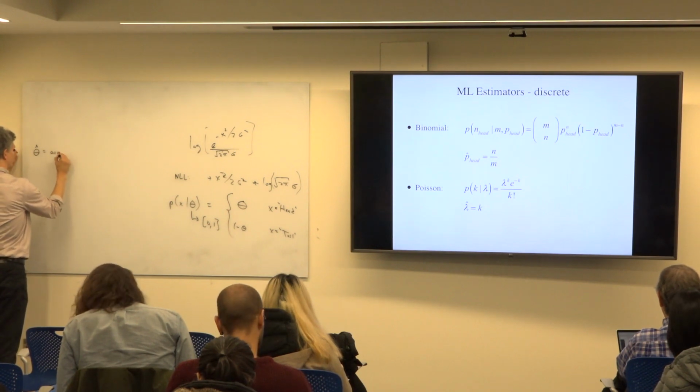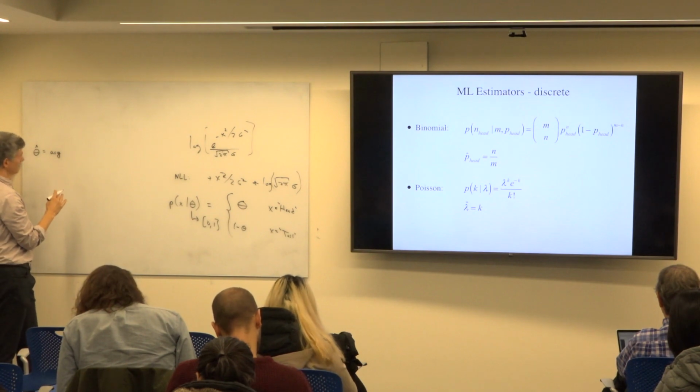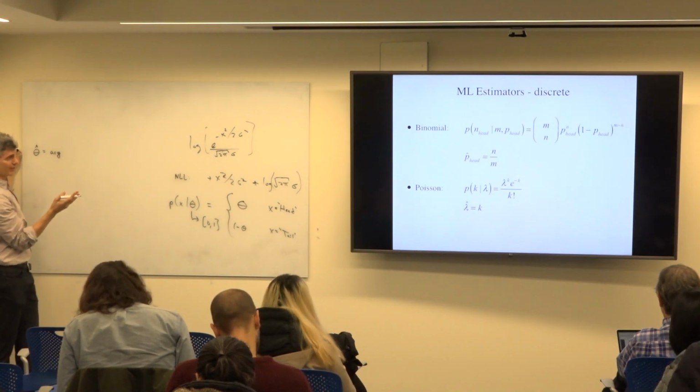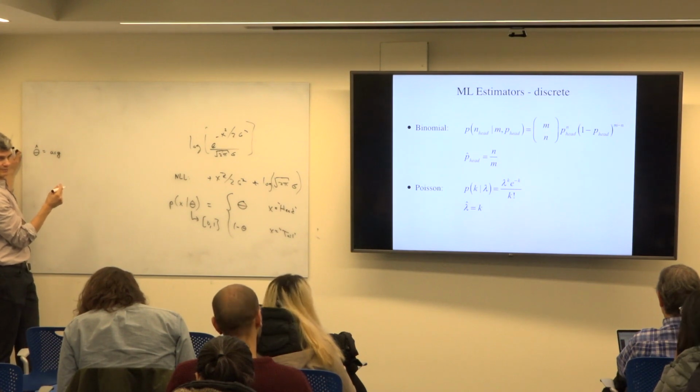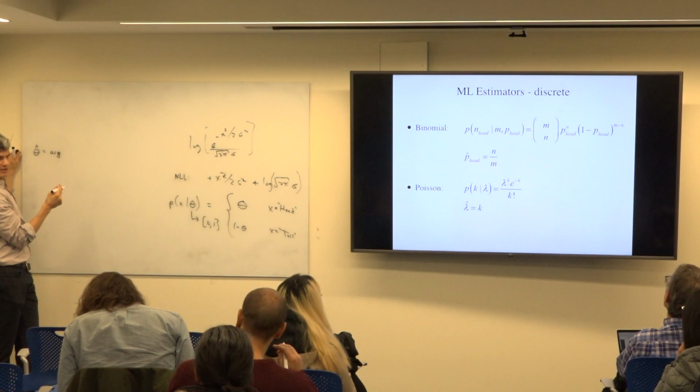So I want to do arg. Should we do the max or the min? Should we do the log or not the log? Anybody want to chime in? Do you think it would help us to take a log here? Anybody think yes? Why would it help us to take a log?